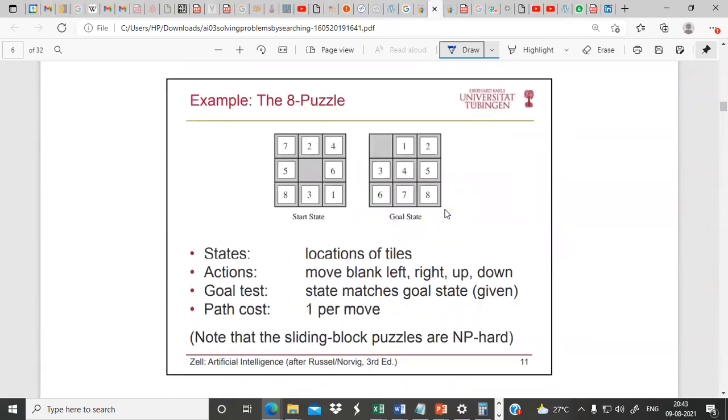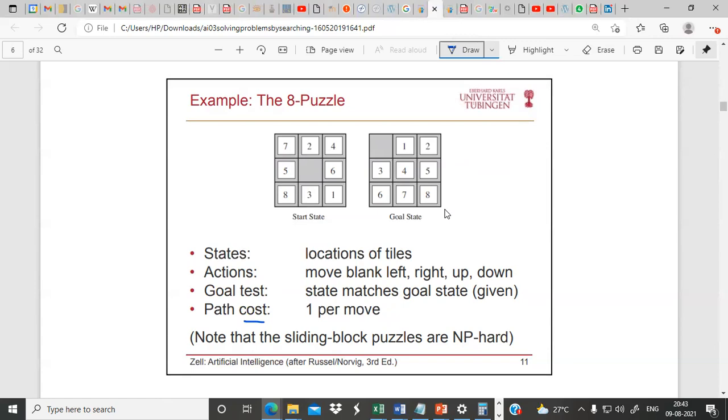If you consider the 8 puzzle problem, this is given as the initial state, and this is the goal state. States are the locations of the tiles. There are different combinations available. Actions: the tile can be moved to the left, right, up or down. Goal test: whether we have reached the goal state or not. What's the cost? One per move.